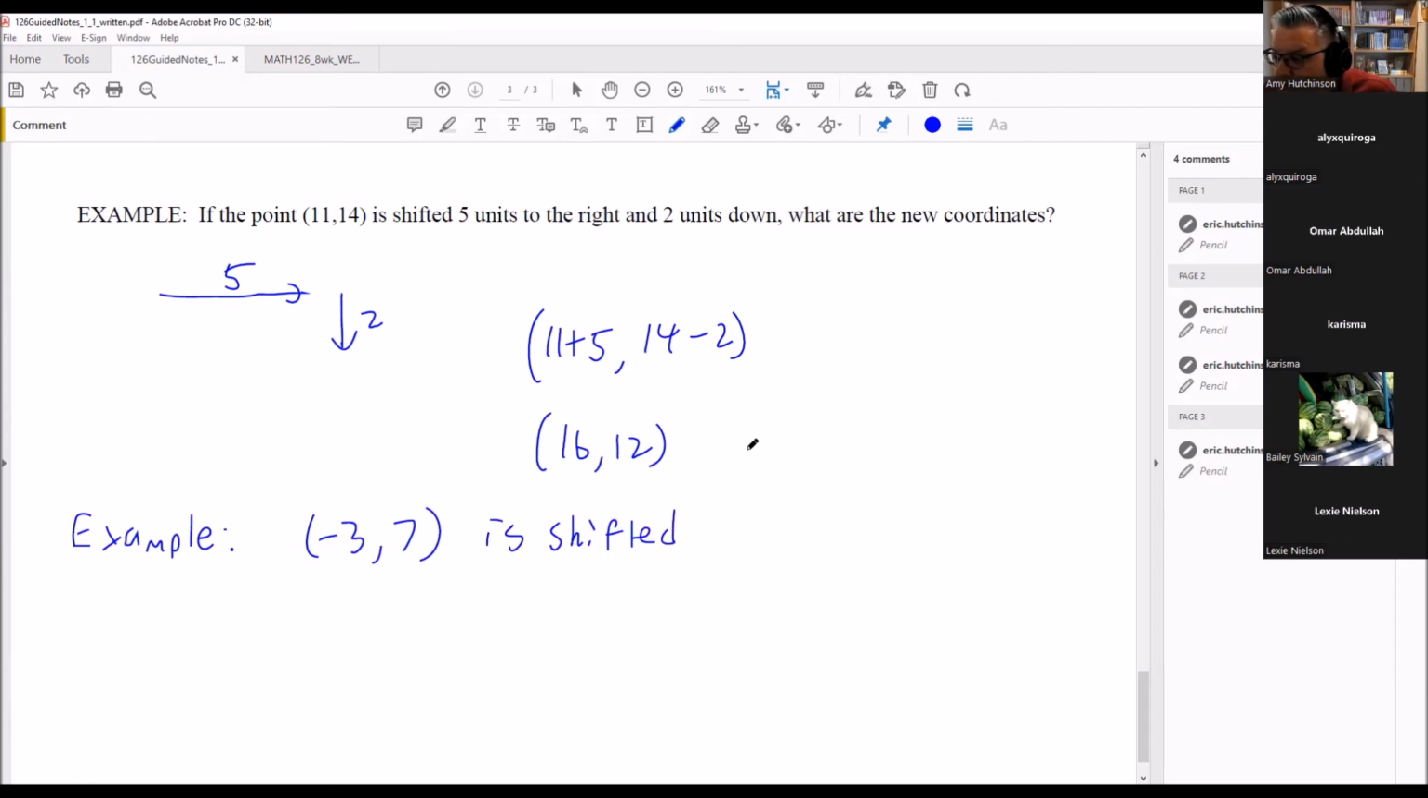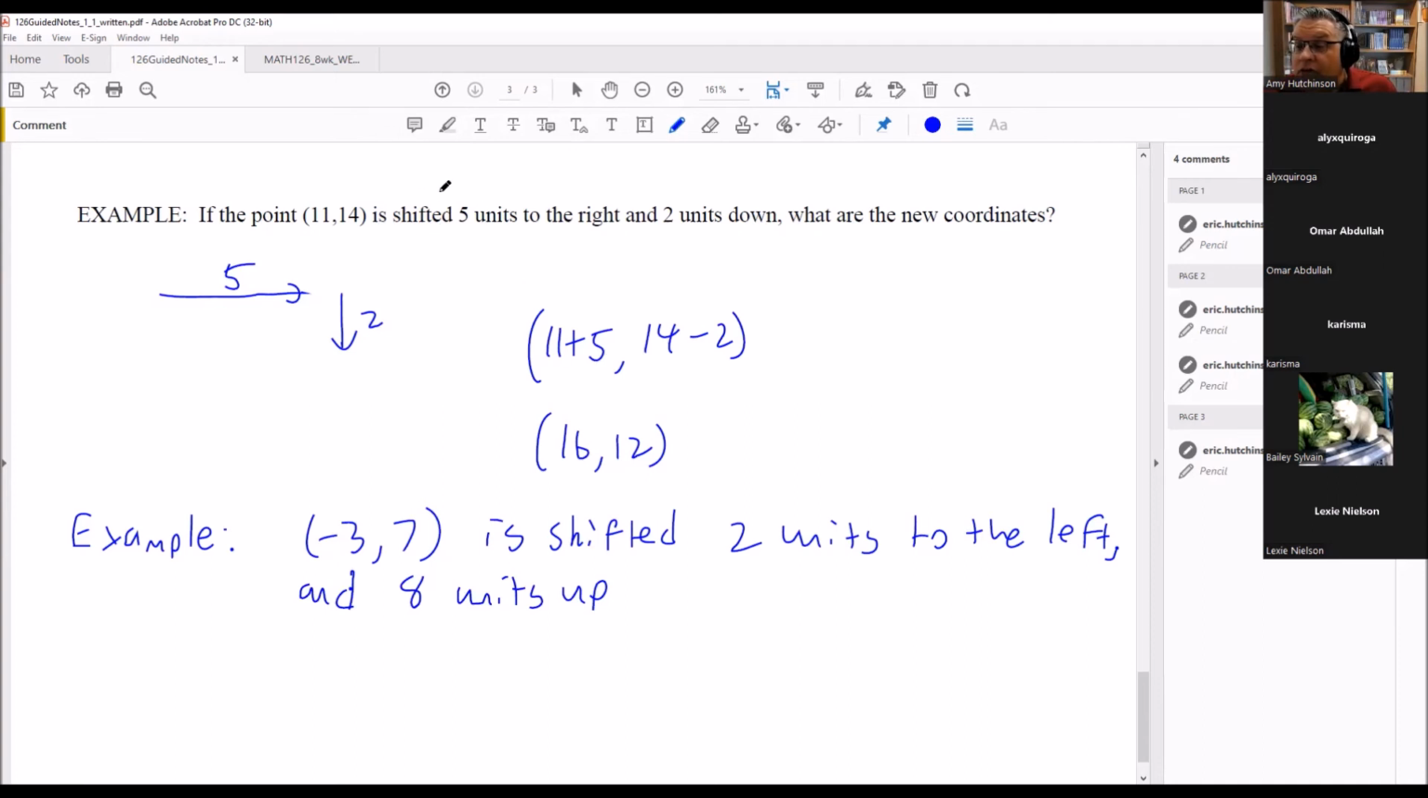Let's do 2 units to the left this time, and let's move it 8 units up. Okay, so let's do that problem. It's like the same one, but we're just doing a little bit different. So starting with the point -3, 7, we're going to shift that 2 units to the left and then 8 units up.